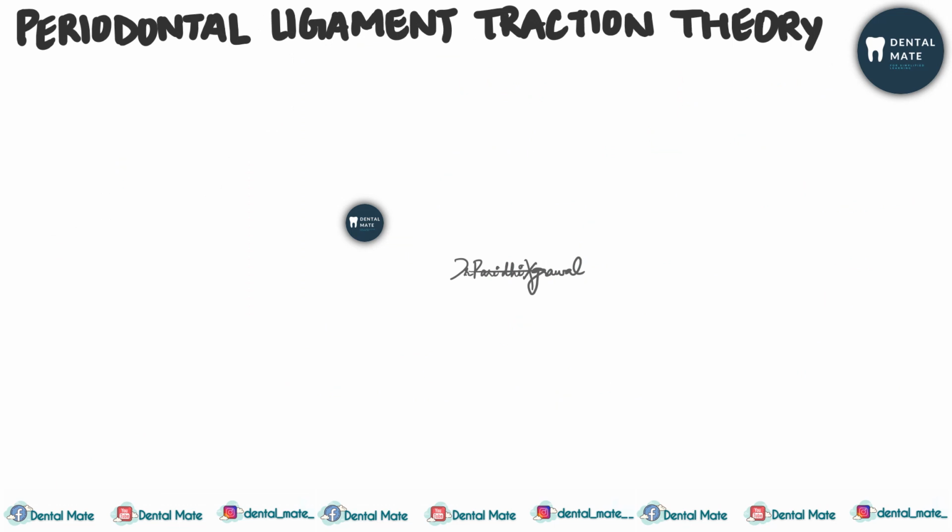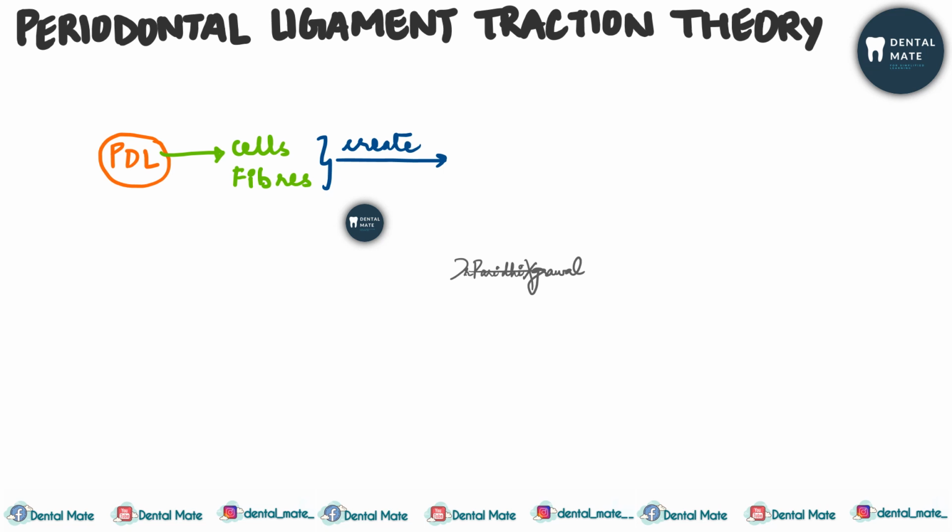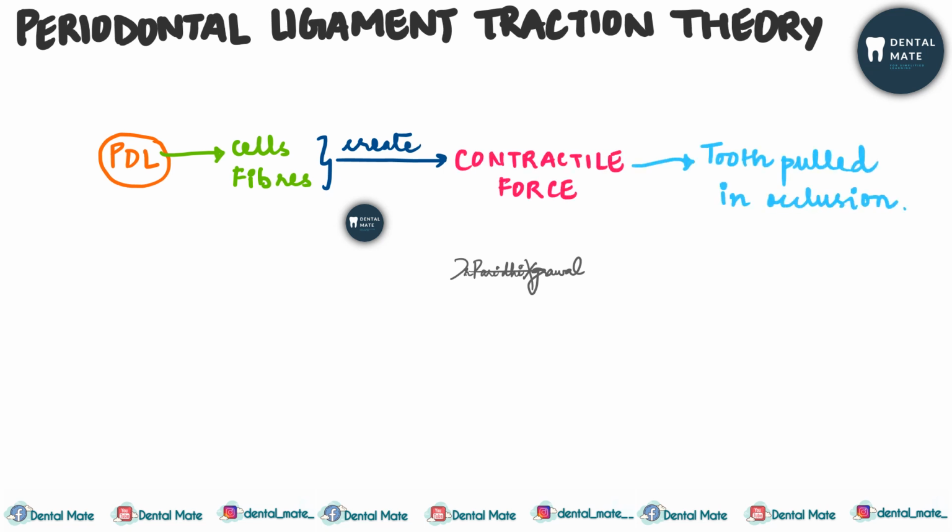Next is the periodontal ligament traction theory. According to this theory, a contractile force is created by the cells and the fibers of the PDL, which helps in pulling the tooth into occlusion.